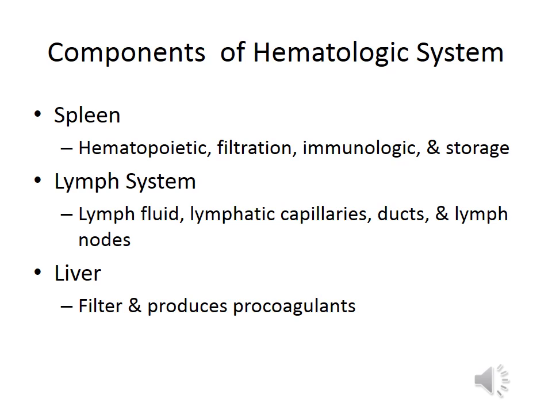It also produces all the procoagulants that are essential to homeostasis and blood coagulation. Additionally, it stores iron that is in excess of tissue needs. Hepcidin, produced by the liver, is a key regulator of iron balance. The synthesis of hepcidin is stimulated by iron overload or inflammation.